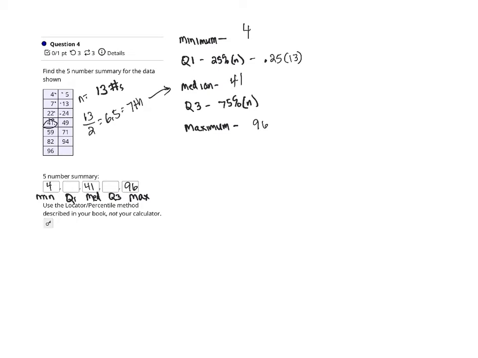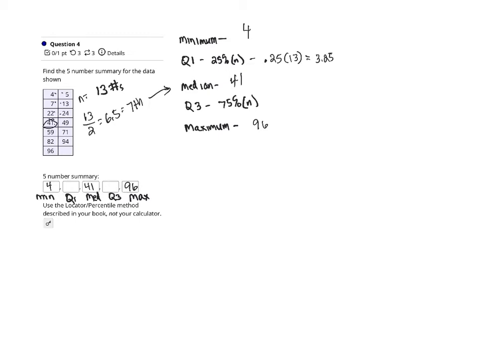When I do that in the calculator, now it says do not use calculator, but what they mean is that there are some scientific or graphing calculators that you can put the numbers in, and they'll automatically give you the 5-number summary. That's what they're talking about, not using your calculator to multiply 0.25 and 13. That will give us 3.25.